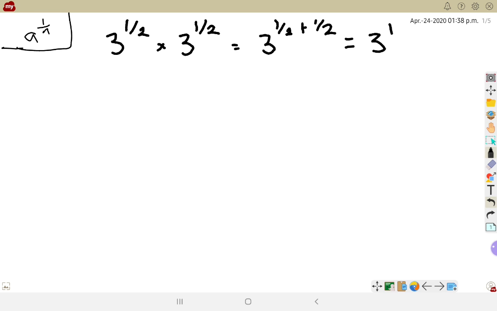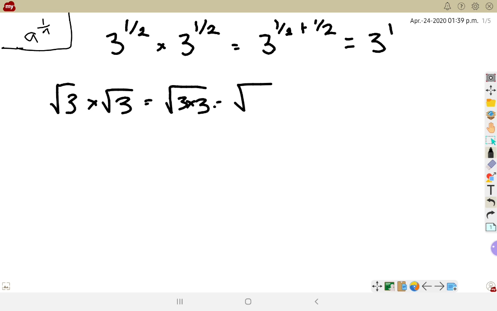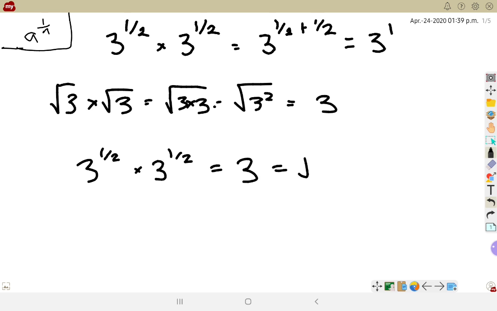Okay. Now I also want you to remember back to when we were working with radicals, right? So I also had the same thing where I said the square root of 3 times the square root of 3. I could write that as the square root of 3 times 3, which was then the square root of 3 squared, which was just 3. So 3 with an exponent of 1/2 times 3 with an exponent of 1/2 is 3, and so is the square root of 3 times the square root of 3.